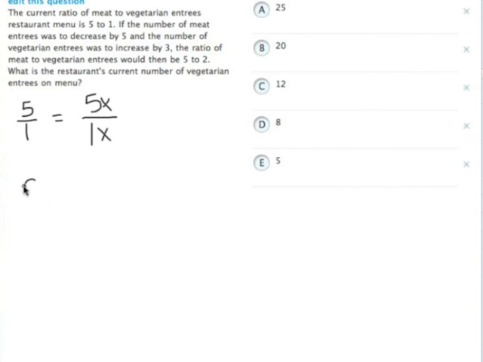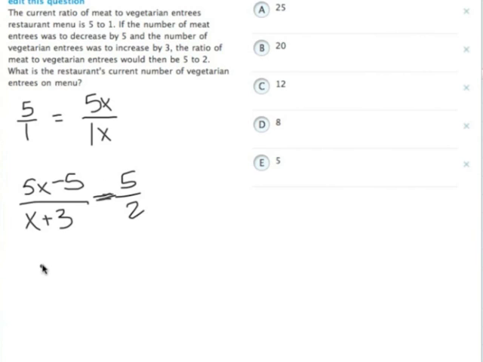So the new ratio then, that 5x, the number of meat entrees, is decreased by 5. And the number of vegetarian entrees, we can do 1x as x, was increased by 3. And that new ratio equaled 5 to 2. So this is a legal way to change the ratio and then solve for what the number actually equals. Because x, we can actually figure out x from here.